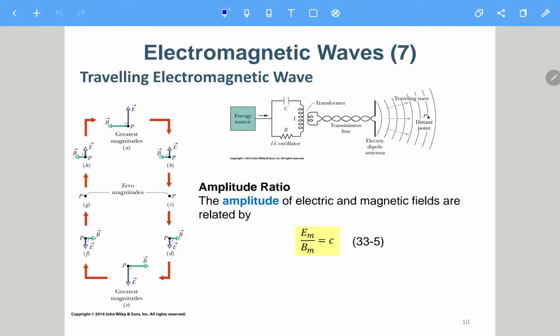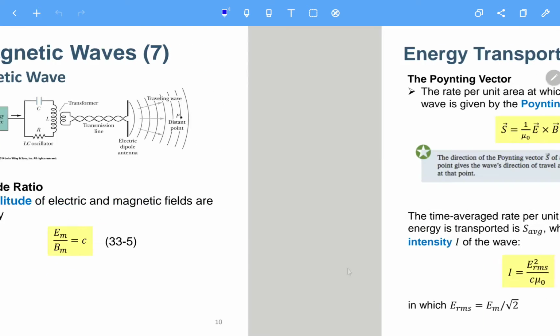Just now I mentioned the amplitude of the E field and B field should have a fixed ratio, and this ratio is also the speed of light. I will also tell you why it will be like that after the slides here. During solving the wave equation, we will also get this expression. So just try to accept it at this moment.